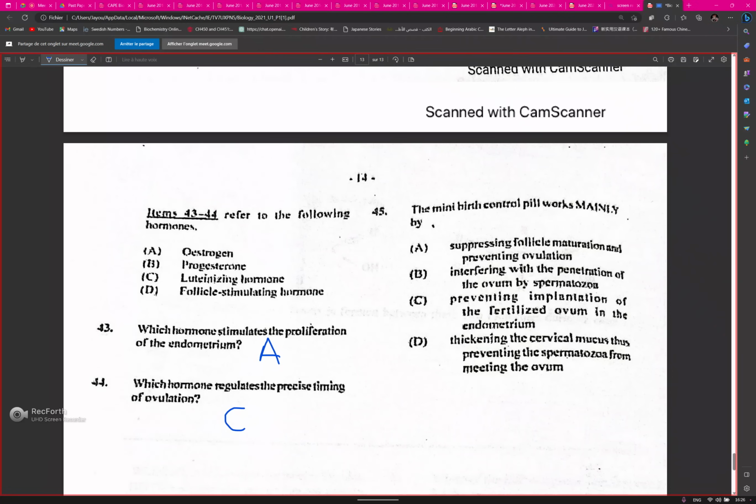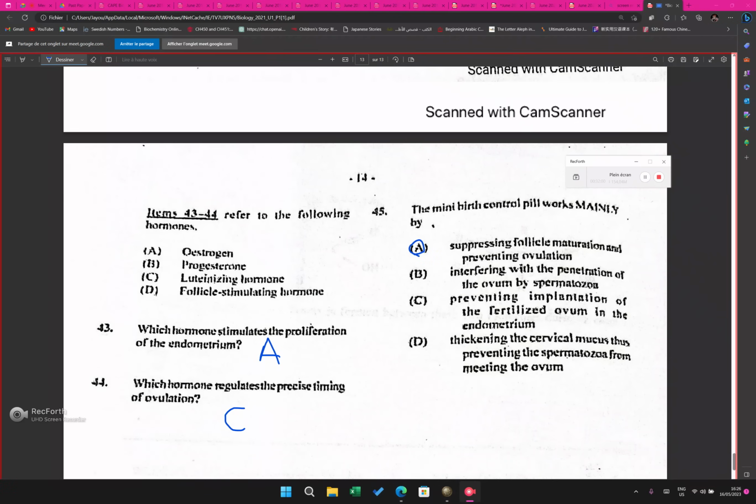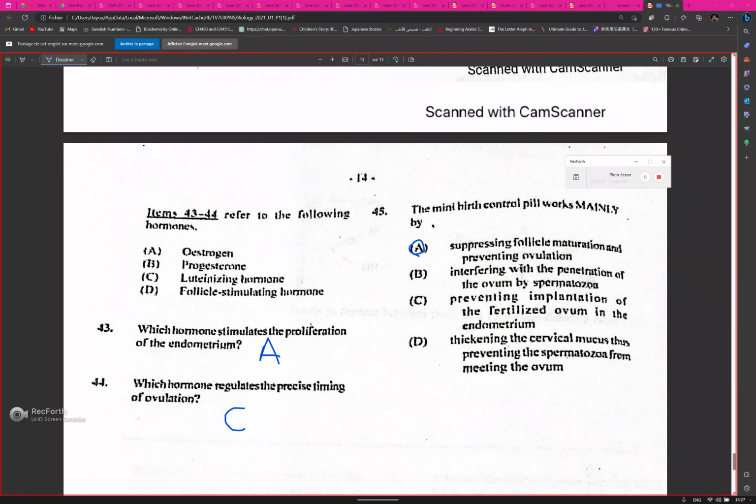The mini birth control pill works mainly by, sir, A, suppressing, preventing ovulation. Sir, I think it's D. Oh, okay, thickening the cervical mucus, preventing the spermatozoa from reaching the ova. Okay, so we're saying that it might be D. Yes, sir. Because isn't it just the combined pill that would work for both of them?